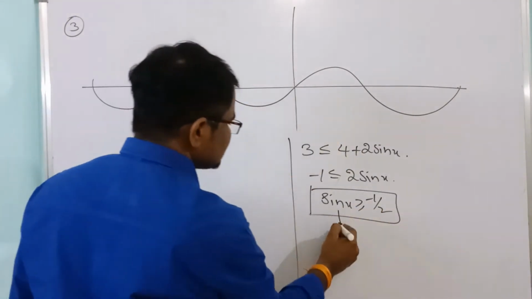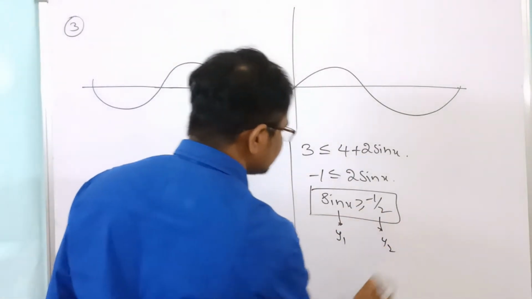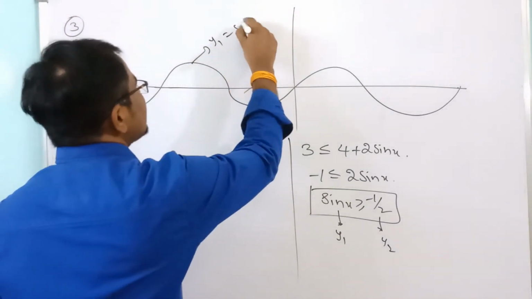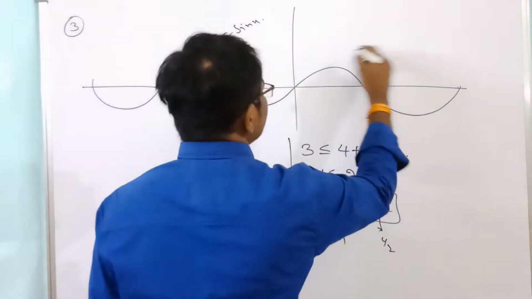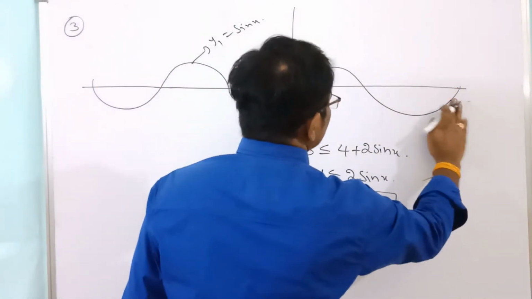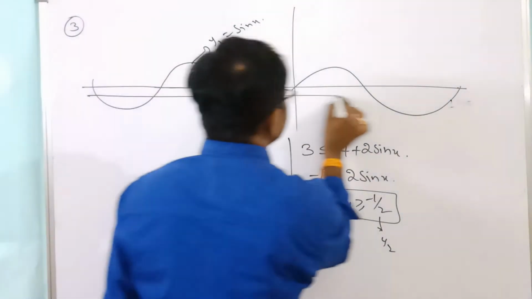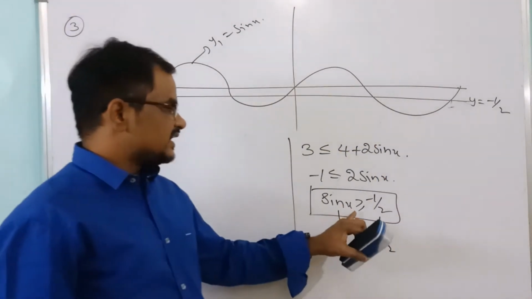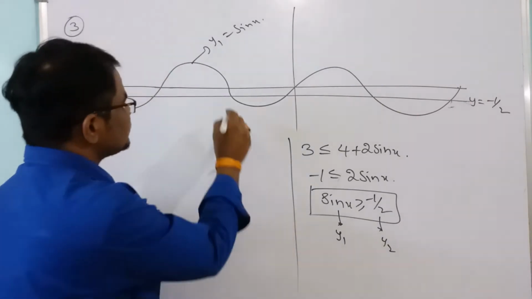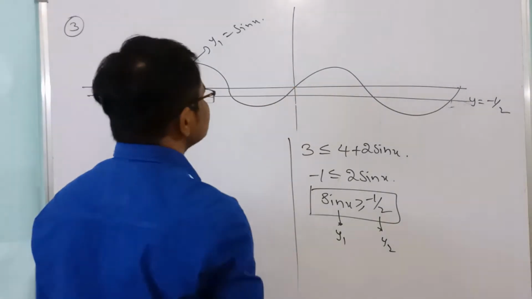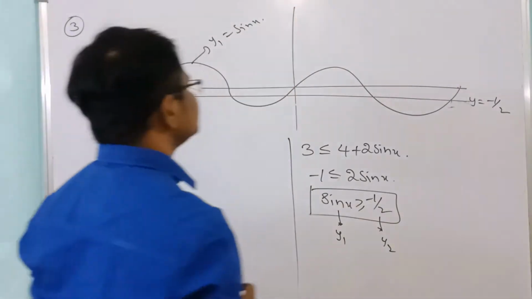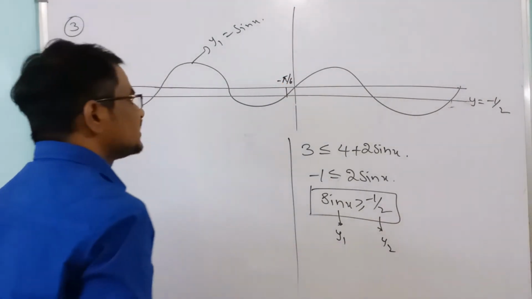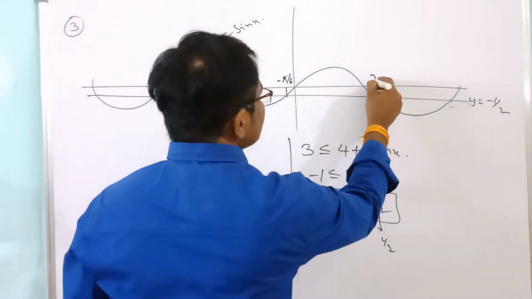Here also this is y1 and this is y2. This is y1 equal to sin x graph, and if you take this one, this is y equal to minus 1 by 2. Sin x greater than or equal to minus 1 by 2, same as the previous problem. So greater than or equal to means here minus pi by 6, right? Here 7 pi by 6.